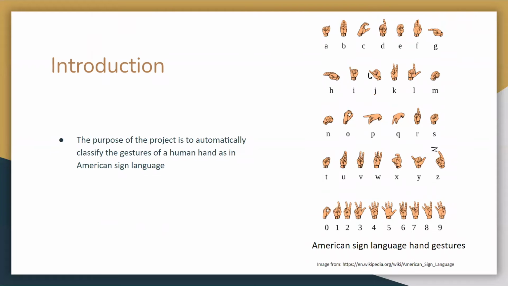So I'll briefly introduce our project goal. The purpose of our project is to automatically classify the gesture of a human hand in American Sign Language from letter A to letter Z, as shown in the picture on the right. Our algorithm is, given a hand image, to tell which letter is being shown to us.